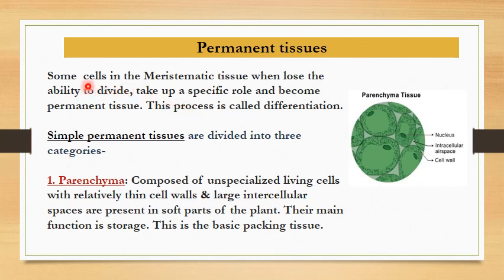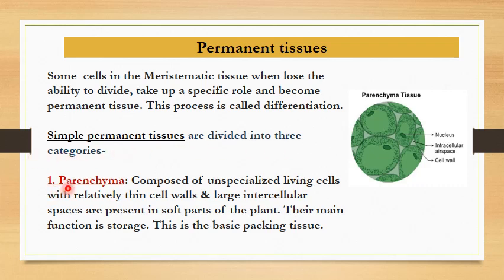Permanent tissues. Some cells in the meristematic tissue, when they lose the ability to divide, take up a specific role and become permanent tissue. This process is called differentiation. Simple permanent tissues are divided into three categories.